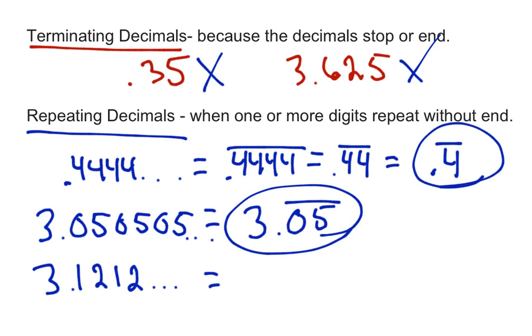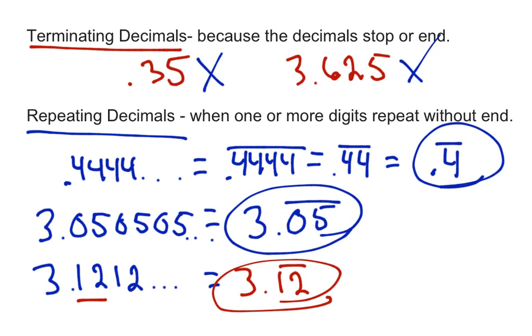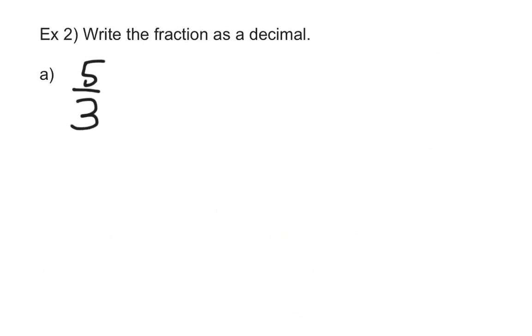If I'm going to write this as a repeating number, it's the 1, 2 that repeats. 1, 2, 1, 2, 1, 2. So I write this as 3.12, where the 1, 2 is what repeats. So we have terminating decimals if they stop, repeating decimals if the same number or a couple numbers repeat over and over and over again without end.